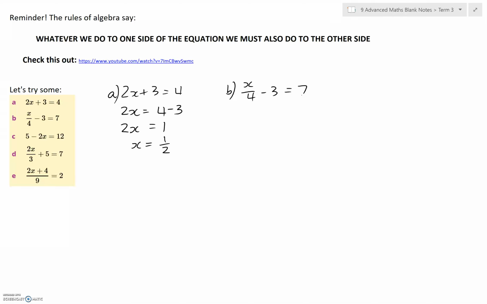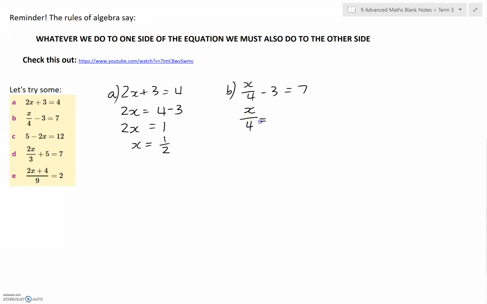So if you multiply both sides by 4, we'd actually end up with a bit of a problem here. So in this case, we need to get rid of any numbers that are near or on the same side as the x divided by 4, because we need to get that x divided by 4 term on its own before we can do something with that. So we're going to get rid of the minus 3 first.